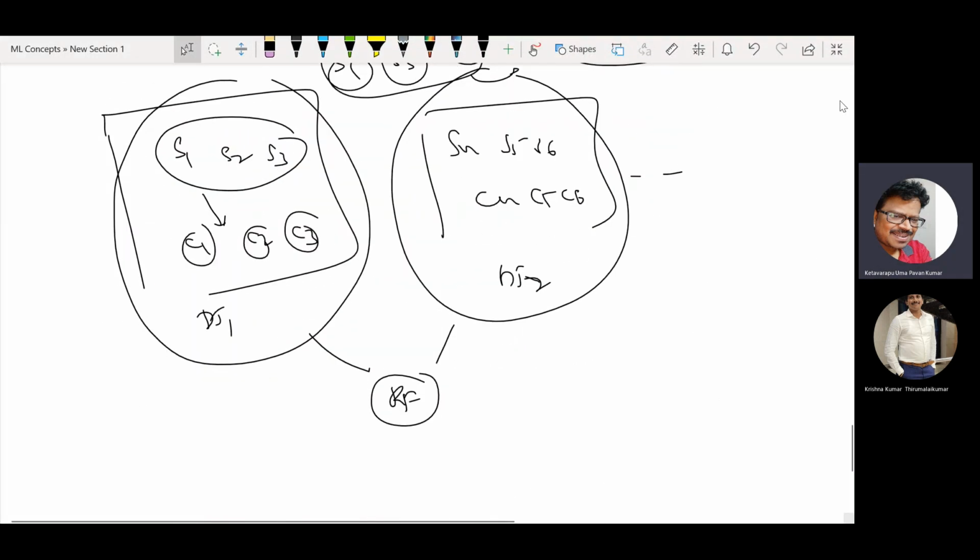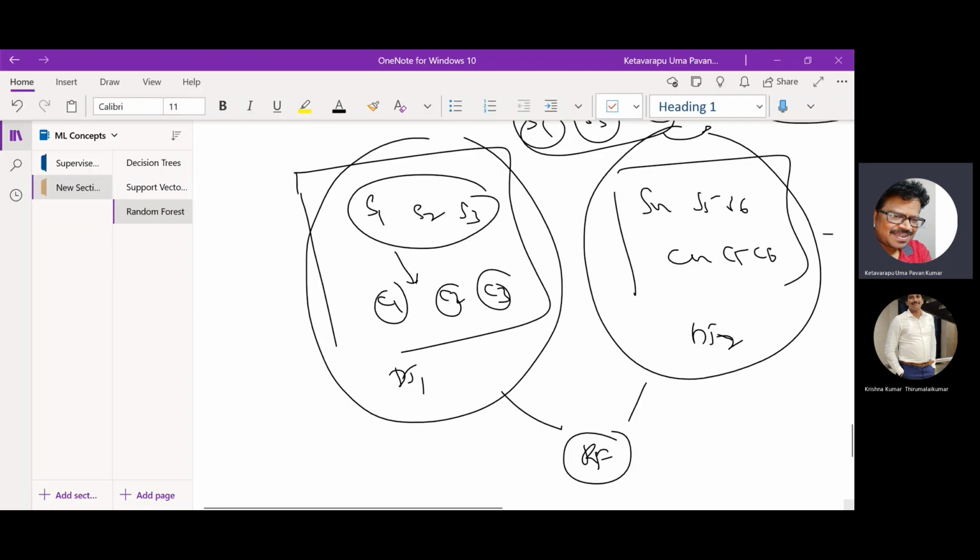Okay. Now with this, we have some idea of random forest. What I want to do here is to show you the appearance of random forest along with its advantages and all these kinds of things. Have a look at this, guys.